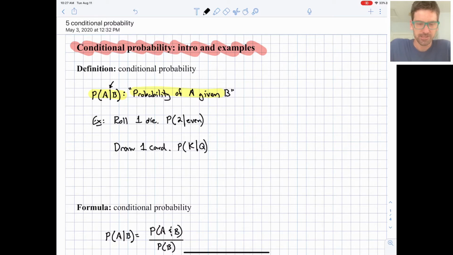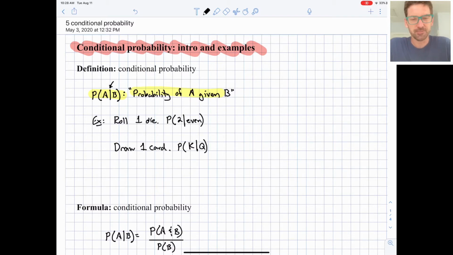And what that really means is if we know that B has already happened, so B is the given thing, if we know that extra information that B has happened or is true, what's the probability now of A happening? Sometimes A and B are related or connected, and if we just look at the probability of A without knowing anything about B, that will probably be different than the probability of A given B. So if we know that B has already happened, what's the chance that A is going to happen?